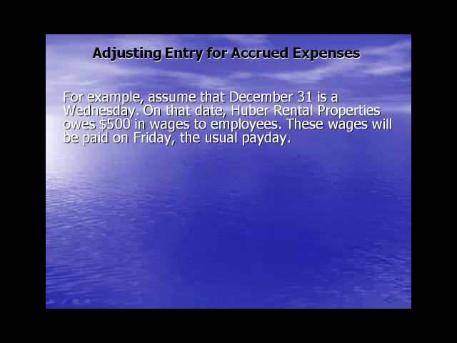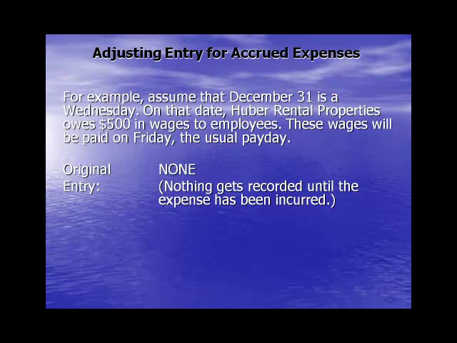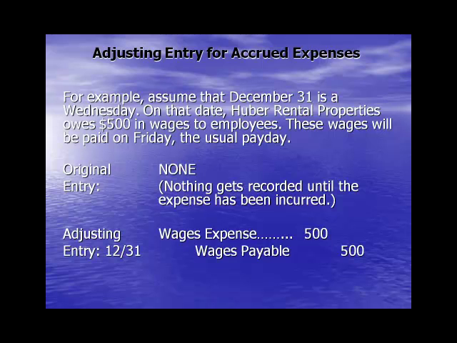But they're not going to be paid until 2 days later. So what would be the original entry? Actually, there would not be one, because nothing got recorded in the records until the expense has been incurred. So when it comes to something like this, there is no original entry. How about the adjusting entry? Well, the adjusting entry is going to be debit to wages expense, $500, and a credit to wages payable, $500.